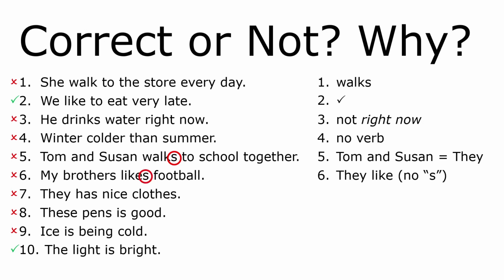Number 7, they has nice clothes. Problem with the verb again, they have nice clothes. Number 8, these pens is good. Well, these pens, that's plural, so not is, but are. And number 9, ice is being cold. Well, it's not being cold. It's not something that it's doing. Okay, so this is the problem here. Ice just is cold. Okay, so not being cold. It doesn't work in English. Number 10 is correct. The light is bright.